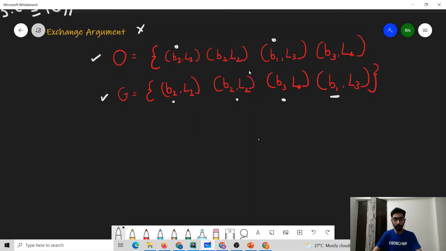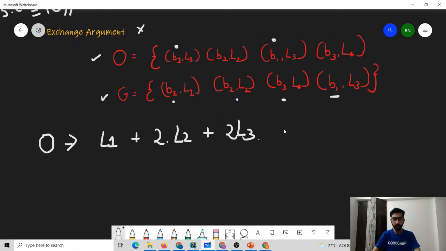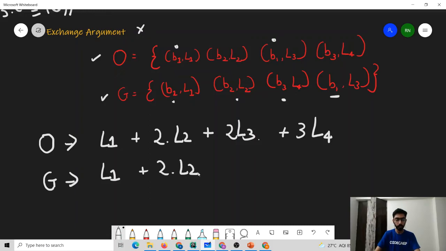Now let us try to see what happens when we exchange this optimal solution with our greedy solution. What is the score obtained? That is, what is the total sweetness obtained in the optimal solution? It will be L1 because that's the only band that is played, plus 2 times L2 because there are two bands that have been played, plus again 2 times L3 because there are only two different bands, plus 3 times L4. So this is the value that we get from our optimal solution. Now let us see what we get from our greedy solution. It will still be L1 because only one band is played, plus again 2 times L2. But this time we can see that here there are three different bands that have been played.